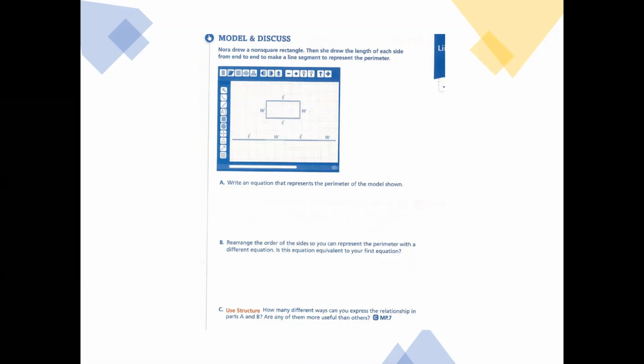So before we get going, I want you to do a little bit of subjective reflection. This is a discussion question on model and discussion. It says Nora drew a non-square rectangle. Then she drew the length of each side from end to end to make the length segment to represent the perimeter. There are three questions.